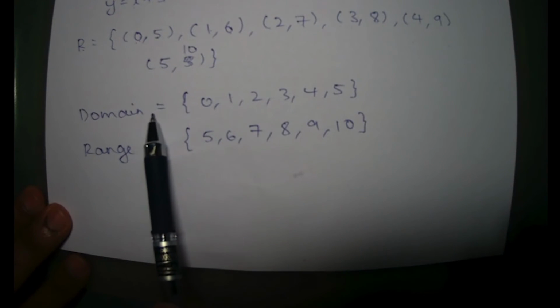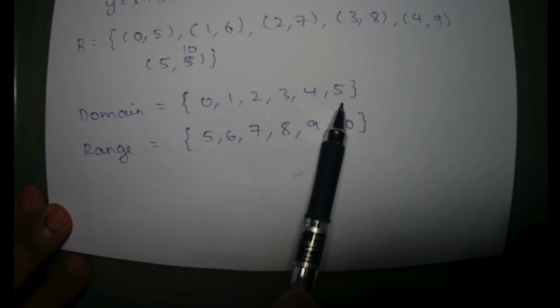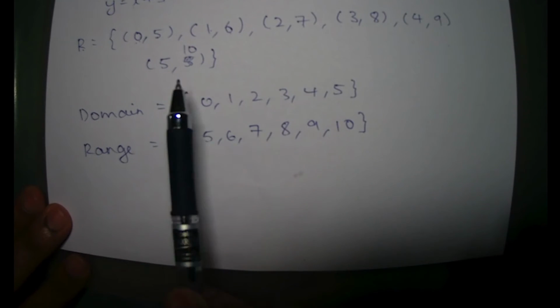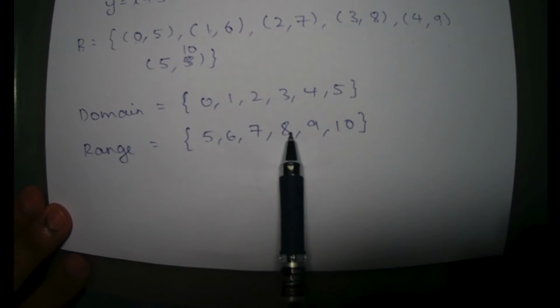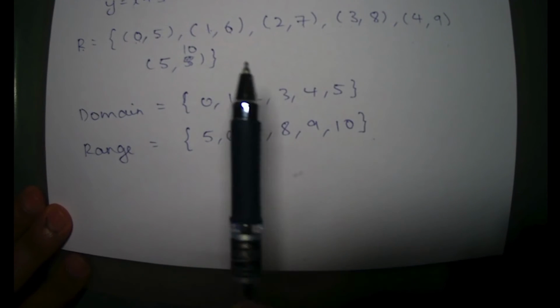From this we can get to know that the domain is 0, 1, 2, 3, 4 and 5. This is nothing but all the x values of the relation. And we get the range as 5, 6, 7, 8, 9 and 10, which is nothing but all the y values from the relation.